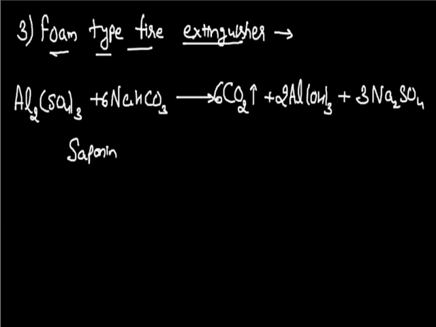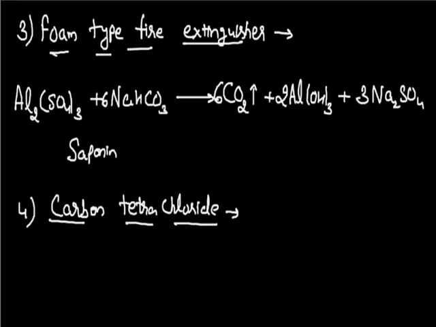Now we will be dealing with the next type of fire extinguisher, and this next type is carbon tetrachloride. This carbon tetrachloride has the formula CCl4, and commercially it is also known as pyrene. This pyrene exists basically in a gaseous state, but at a very high pressure it is converted into a liquid state.